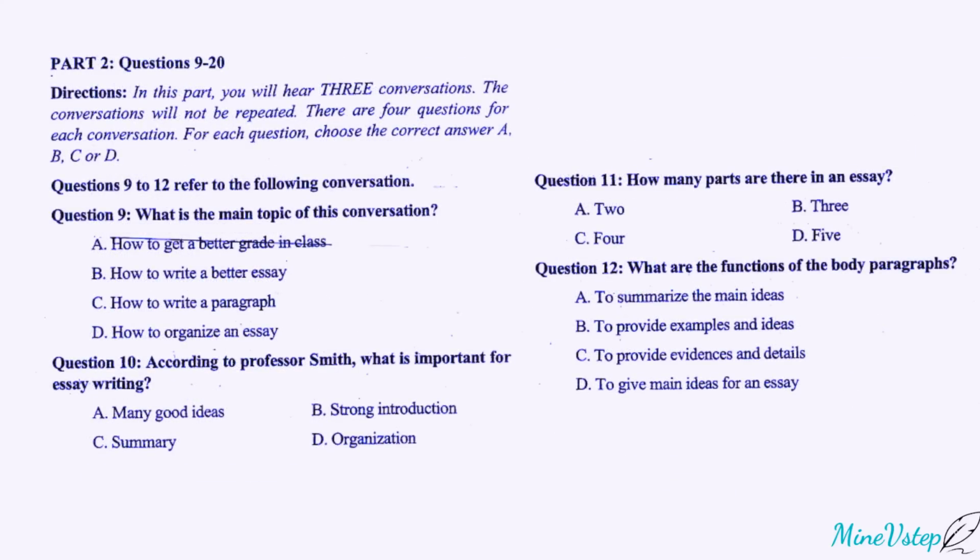Part 2. Questions 9 to 20. In this part, you will hear 3 conversations. The conversations will not be repeated. There are 4 questions for each conversation. For each question, choose the correct answer. A, B, C, or D.